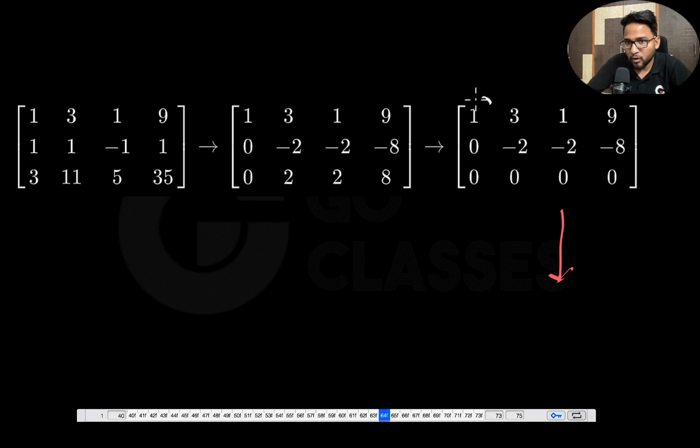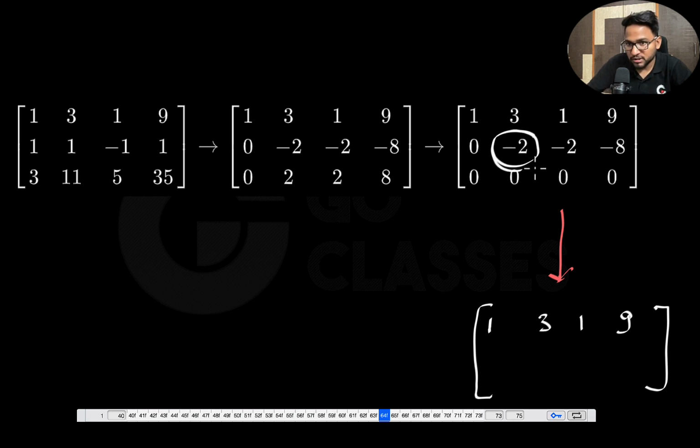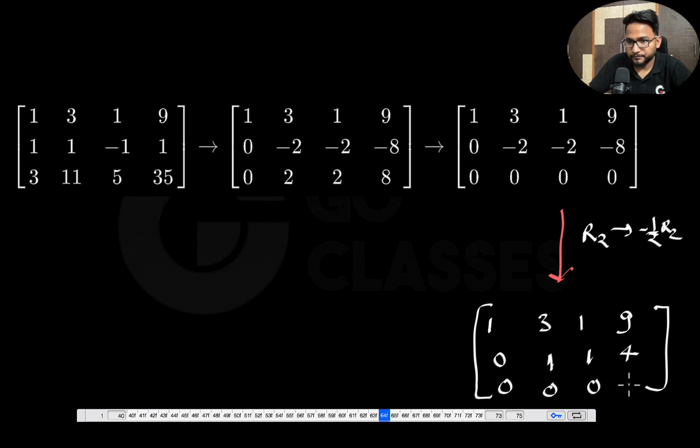First let's make all the pivot elements 1. This is already 1. Fortunately I don't need to do anything. And to make this one 1, because this is also a pivot element, I can divide by -2, right? That's one easy elementary row operation I can do. R2 can be multiplied by -1/2. So basically this is 0, this will be 1 in that case, this will also be 1, this will be 4, and then all are zeros, right?